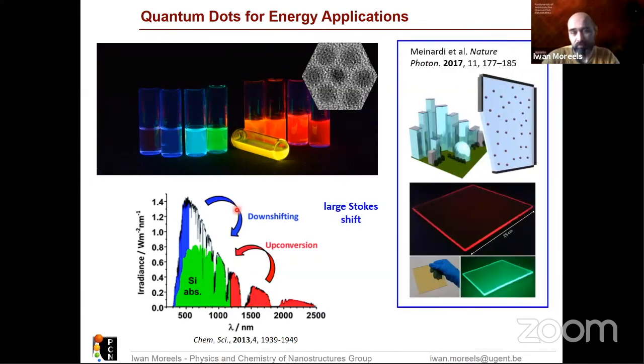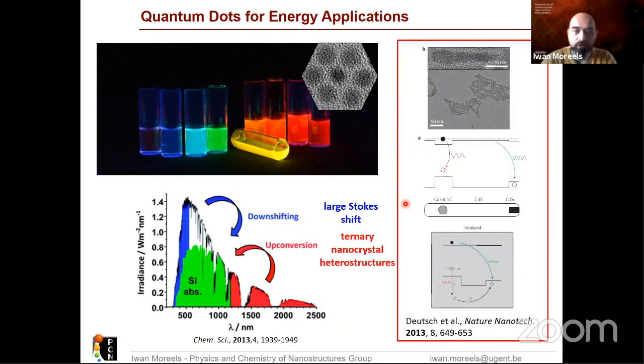I showed you that one important aspect of simple heterostructures is that you can take blue light and shift it down into red and green emission. This depends mostly on the Stokes shift that you can enable. I don't want to go into this today, but there are particular applications, for instance, developed in the Bravelli group, where you can have these materials engineered for energy applications, such as luminescent solar concentrators.